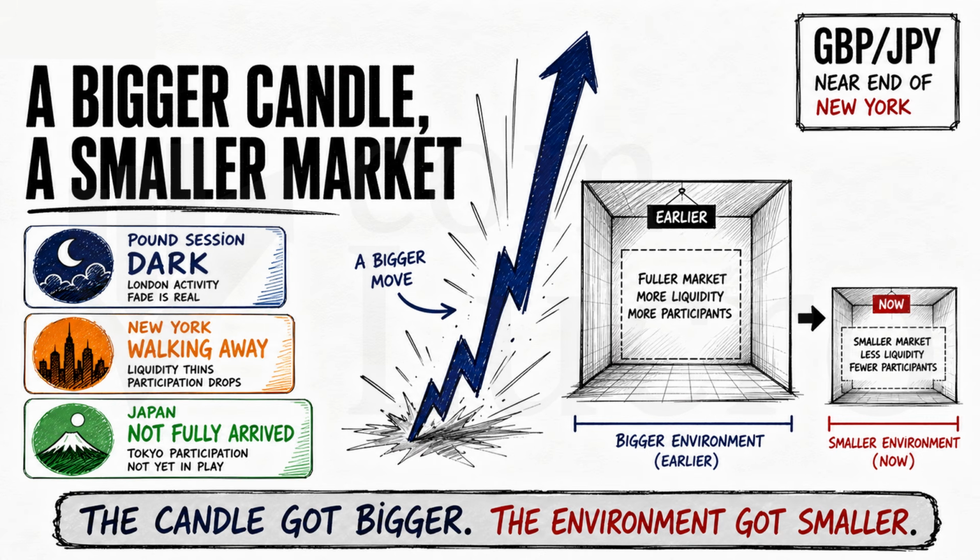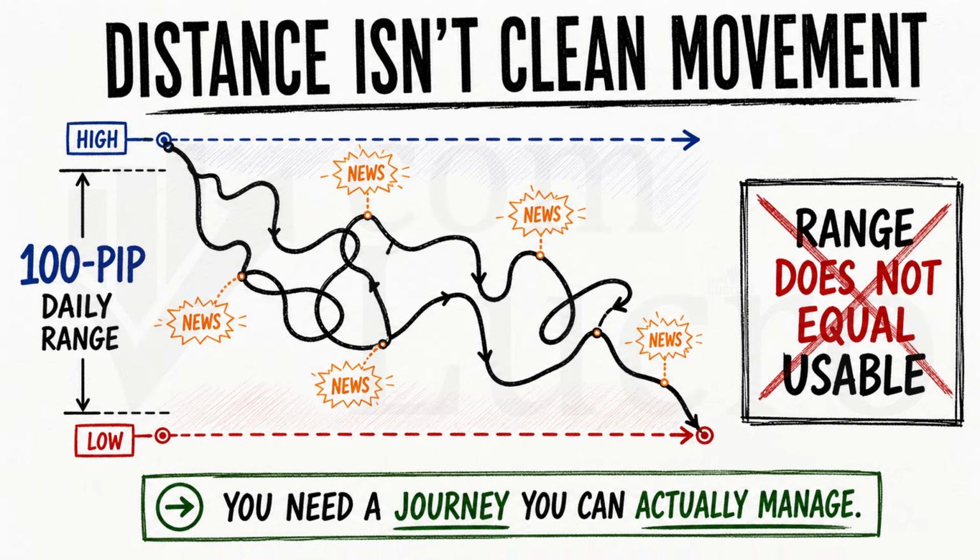The candle may be bigger. The environment is smaller. There is another trap here, mistaking a wide range for clean movement. A pair can cover 100 pips in a day and still be awful to trade if it spent those 100 pips snapping up, down, and back again around news. Range tells you distance. It does not tell you whether price traveled in a way that let a human plan, enter, manage risk, and stay in the trade.